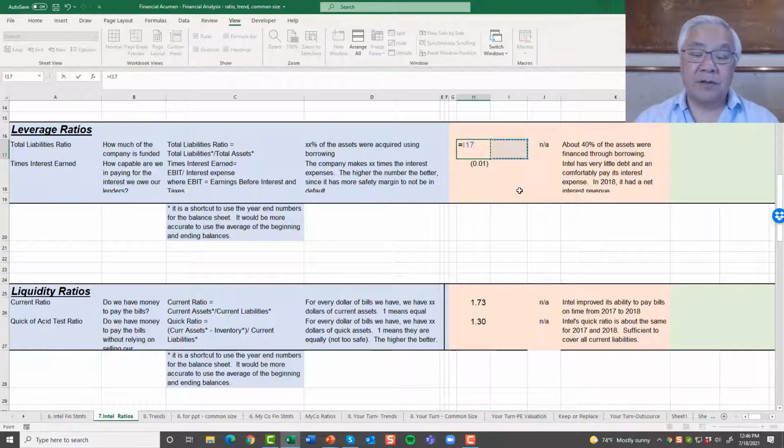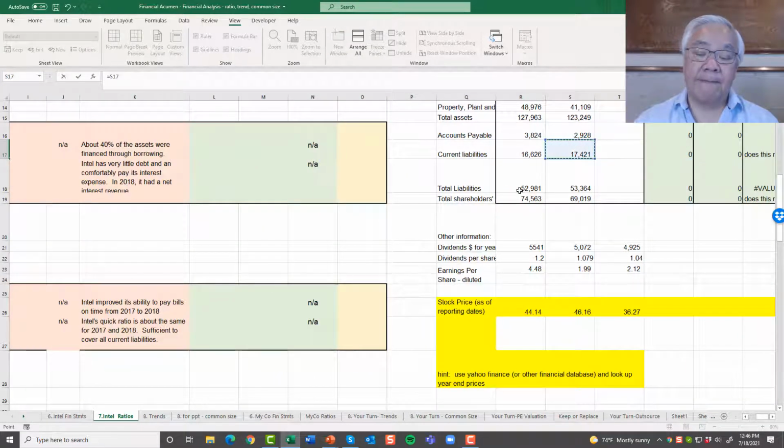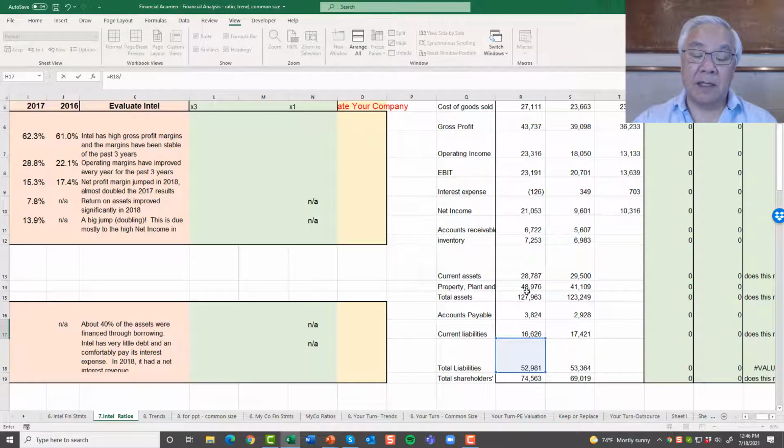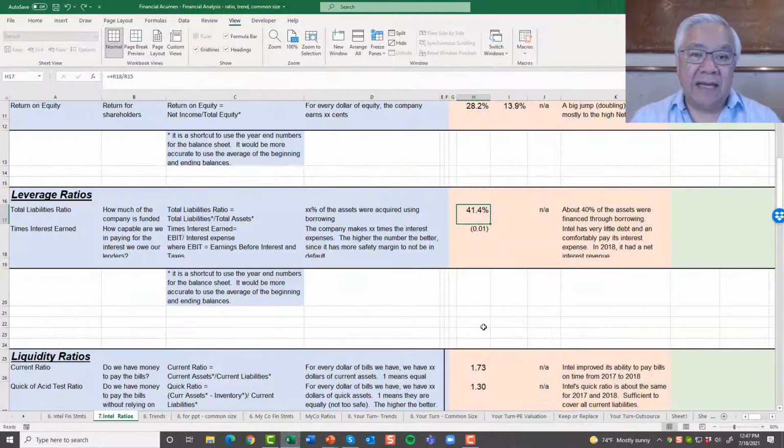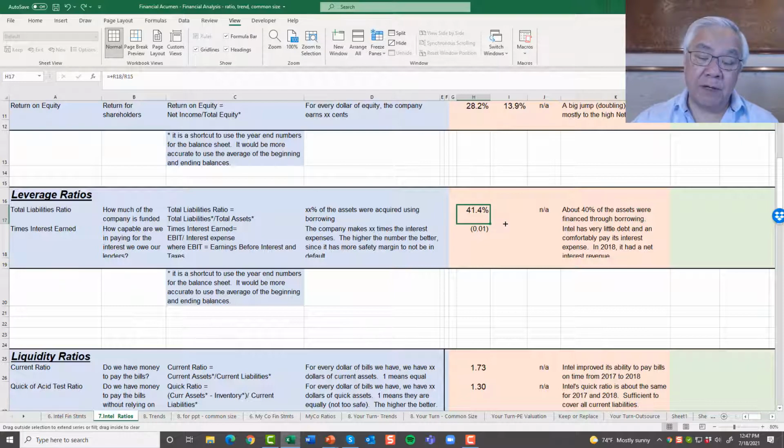Equals total liabilities, right there, divided by total assets, right there. And the answer is 41%. And we have one extra year. The shortcut is grab the bottom corner there and drag it. So last year is 43.